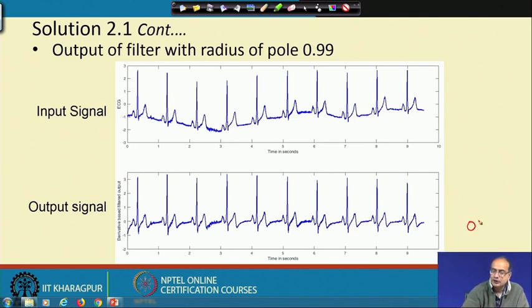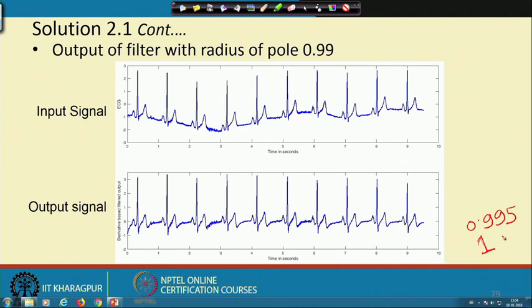In fact, if we could put it at 0.995, it could be even better. But we need to keep in mind that we should not put it at 1, because if we put it at 1, then the pole and zero will cancel each other. It will become an all-pass filter, and we would not get the removal of the low frequency artifact that is present in the signal. So, that is the thing we need to keep in mind.